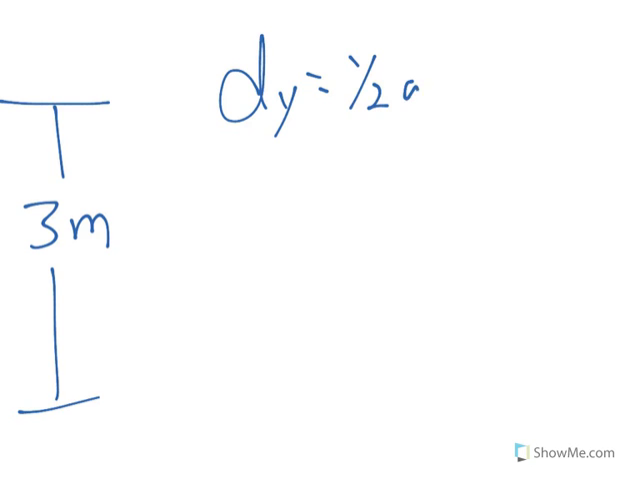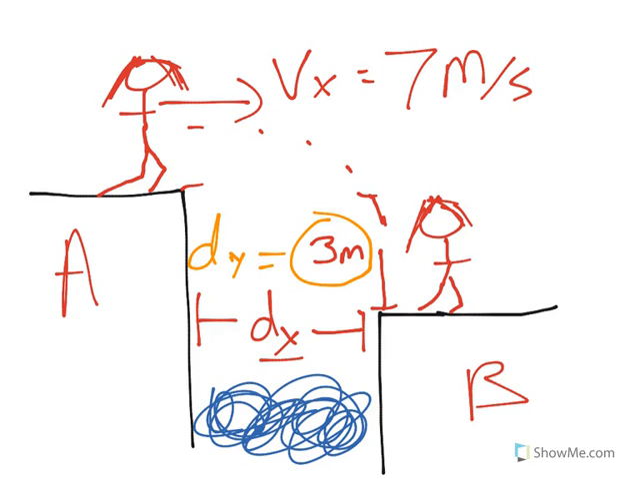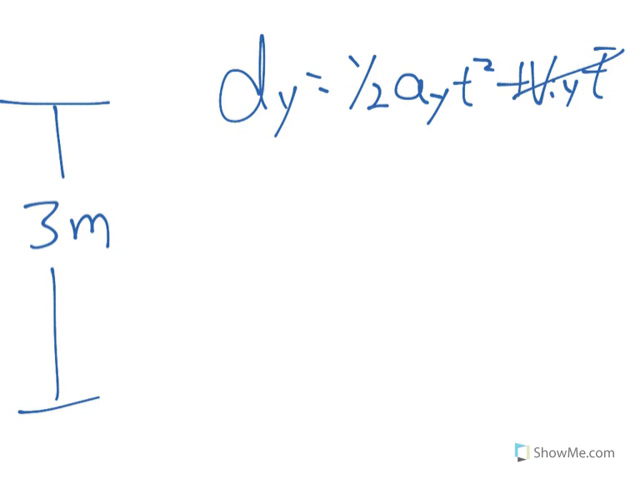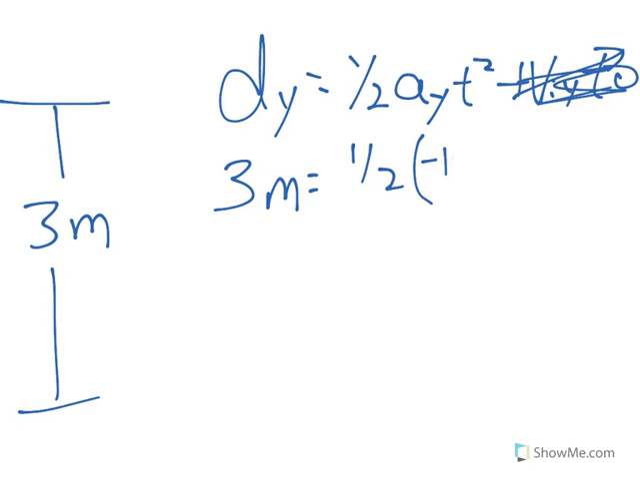The distance in the y is equal to 1/2 acceleration in the y, let me erase that and start over. Alright, so dy is equal to 1/2 ay t squared plus viy times t. And if you'll remember, in a situation like this, where it's a horizontal velocity, the initial velocity in the y is equal to 0. So this goes to 0, which means it cancels out, and we don't have to worry about it anymore. So we're left with 3 meters equals 1/2 times -10 times t squared.